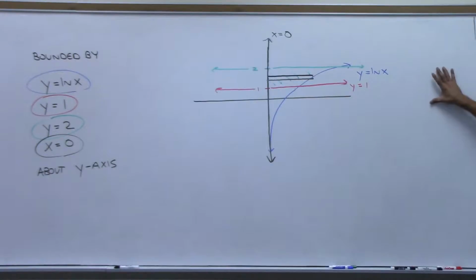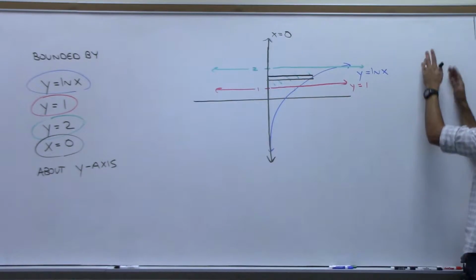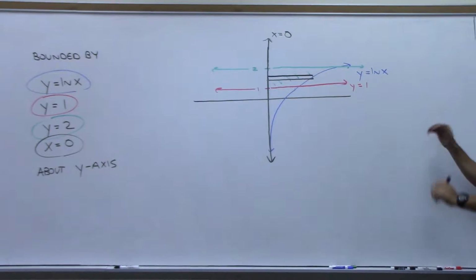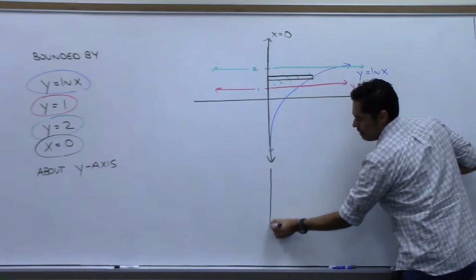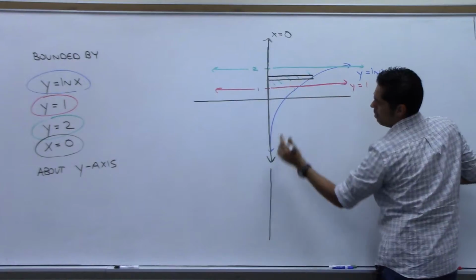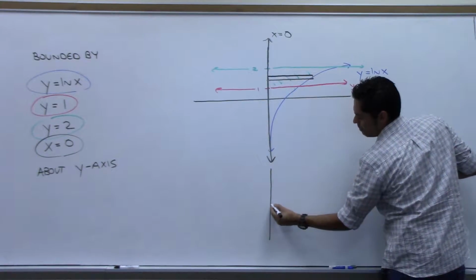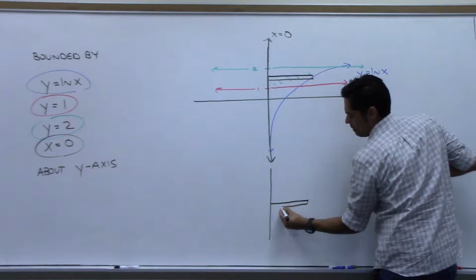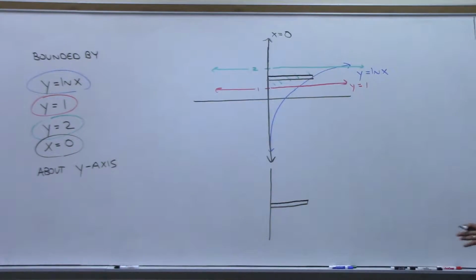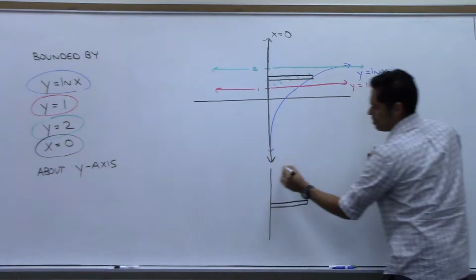Now remember how I did the copy over here and I put the x-axis and I drew the rectangle? We're going to do the same thing, but this time we have to do it on the y-axis. So my copy is going to be below this. And then I'm going to draw my rectangle. My rectangle actually touches the y-axis, doesn't it? Like that? Yep. My axis of rotation is this.